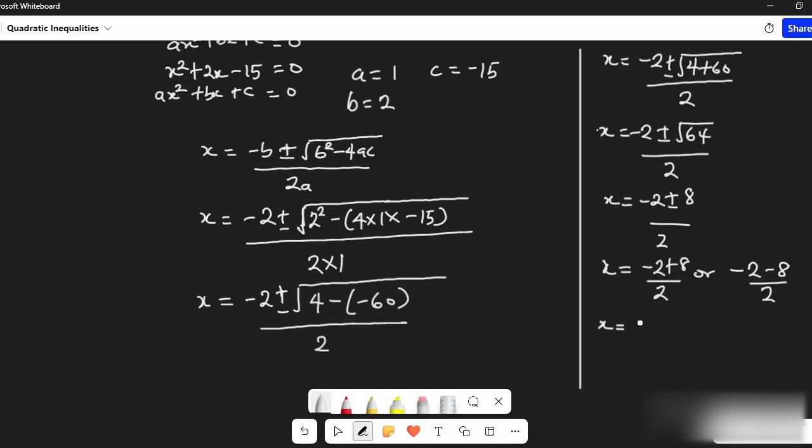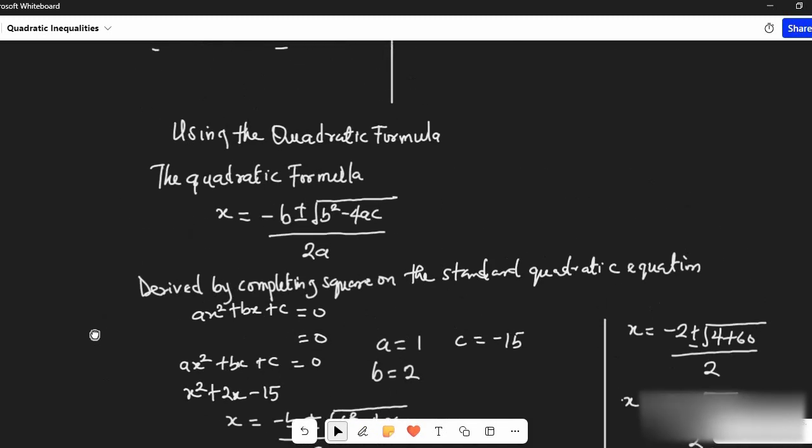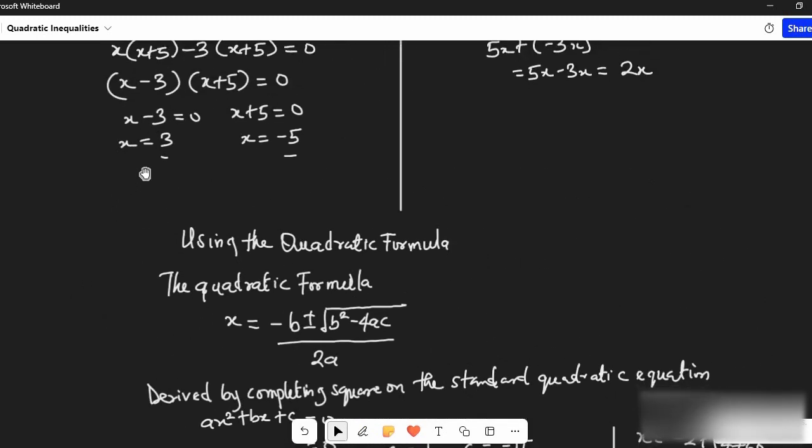Now x equals minus 2 plus 8 is 6 over 2. And the second root of the equation, x equals minus 10 over 2, because minus 2 minus 8 is minus 10. So x equals 3, and x equals minus 5. So we see that we get 3 and minus 5 as the roots of the equation, just like we had in the factorization method, where we had 3 and minus 5 as the roots of the equation.